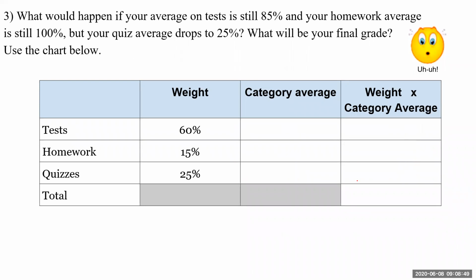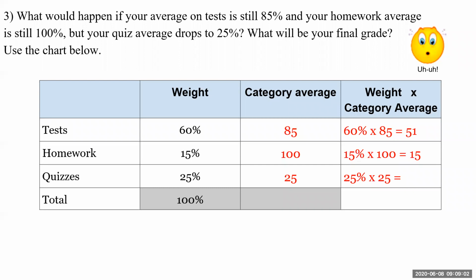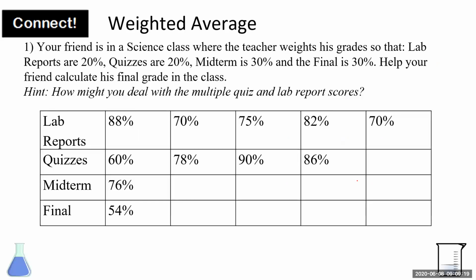Okay, so right away, we want to look at what would have happened if your average on the test was 85 and your homework average is 100, but your quiz average drops to 25. You do the same, and you do the multiplications, you put these together, and now because your quiz average drops to 25, you have 72.25 as your grade for the course.